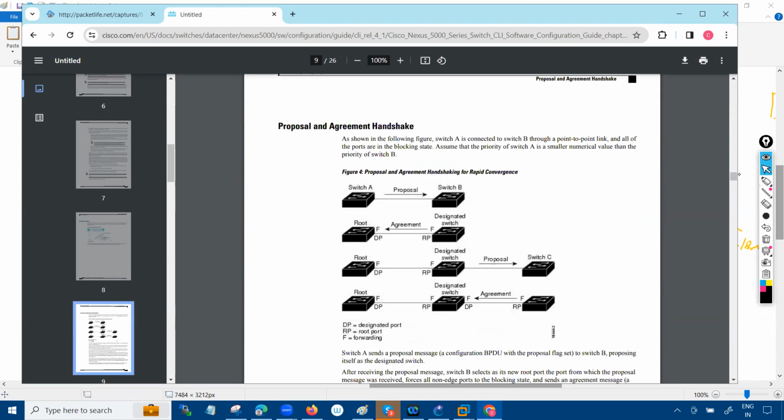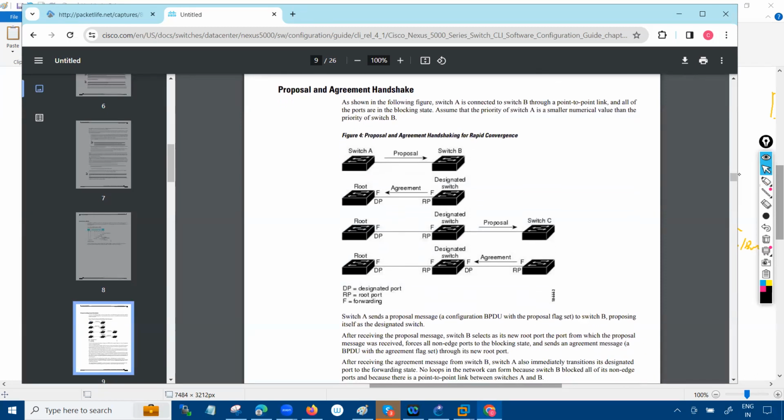So if you see the proposal and agreement handshake, when switch A is sending the proposal flag to switch B, what does switch B do? Switch B finds that, sorry, mine is a higher bridge ID than switch A, so it will send the agreement. Once it sends the agreement, the election of the ports will be defined, DP and RP. Behind switch 2 there was a switch 3 in the blocking state, or we can call it the discarding state. Once the election is done and DP and RP are selected, now we send the proposal to switch C, and it will give the agreement.